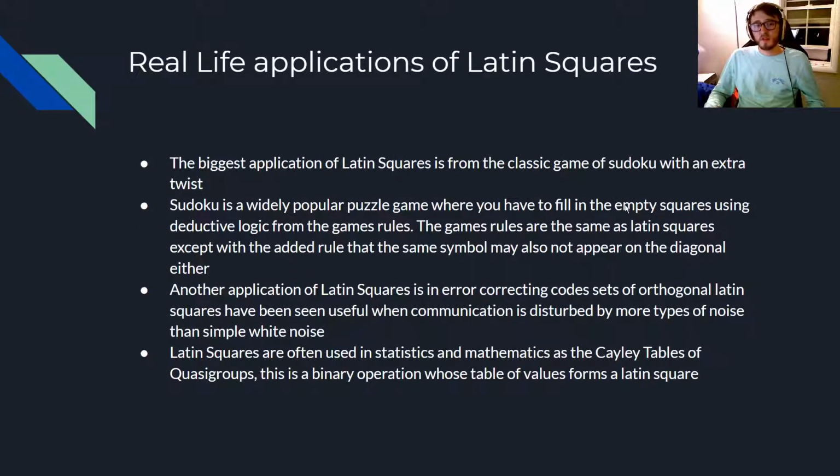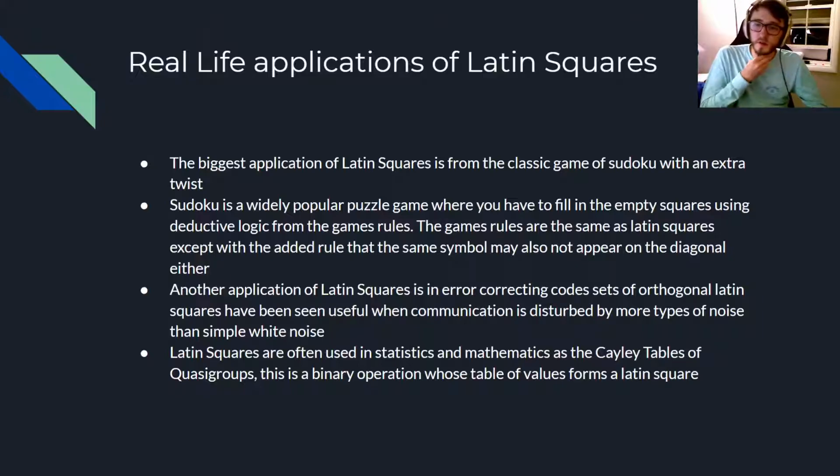And then just getting into some quick applications of Latin squares. We often see Latin squares in the classic game Sudoku. I'm sure everybody knows what Sudoku is. It's a very popular puzzle game where you have to fill in empty squares using deductive logic from the game's rules. The main difference between a Latin square and Sudoku is that not only do the rows and the columns have to be unique, the diagonal also needs to be unique as well. And then another application of Latin squares is in error correcting codes.